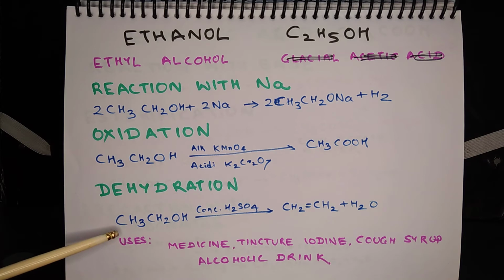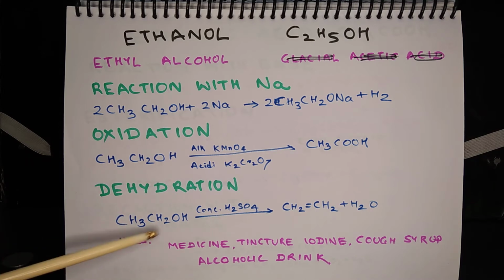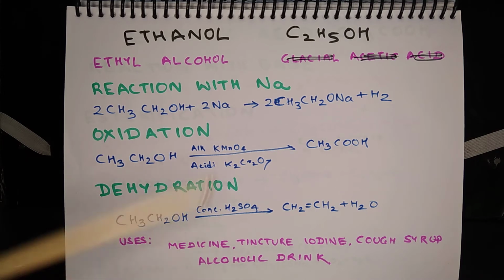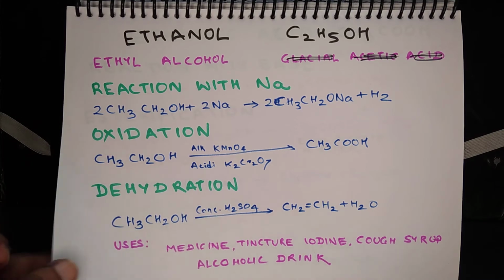Dehydration. When ethanol is heated along with concentrated sulfuric acid, it gives ethene. The equation is CH3CH2OH is equal to CH2CH2 plus H2O. Here it is losing a molecule of water, and that is why this is called dehydration reaction. The usage of ethanol are in making medicine, tincture of iodine, cough syrup, and in making alcoholic drinks.